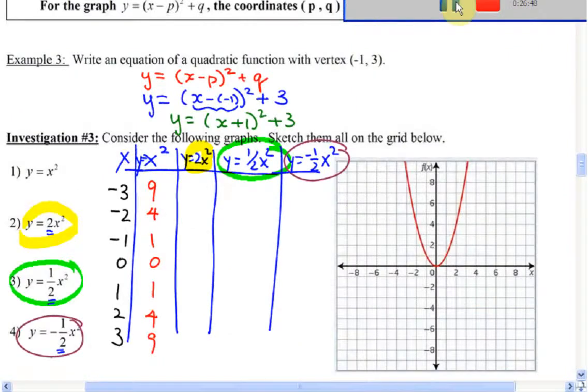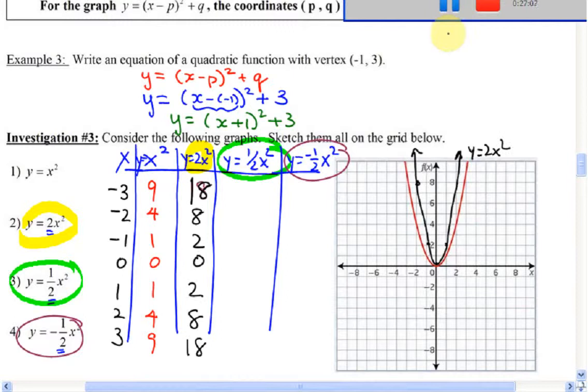Oops, I forgot to record that part. But for those of you listening online, just copy what you see on the board. And then your job online is to graph out the 3 graphs in investigation number 3.